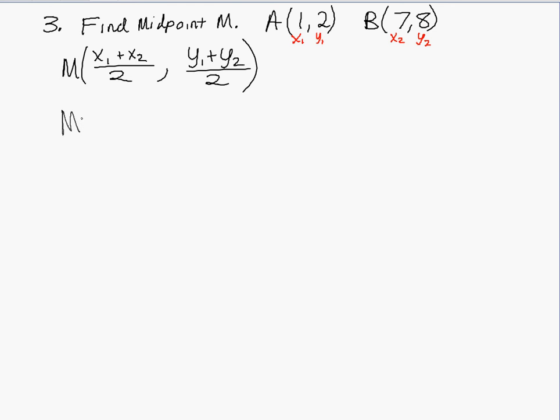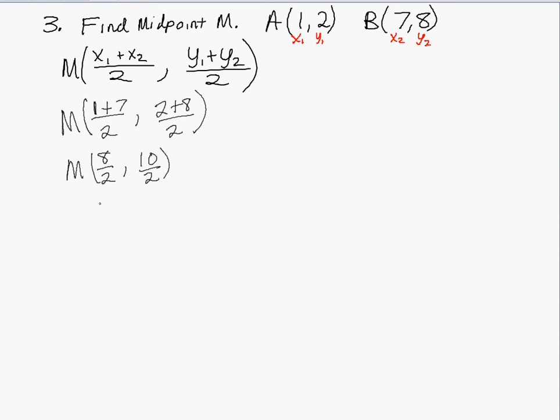That's the one good thing about formulas: you just plug in. So x1 is 1, x2 is 7, and then we're going to divide by 2. Likewise, take your 2 y coordinates, 2 and 8, and divide by 2. So the coordinates are equal to 8 divided by 2 and 10 divided by 2.